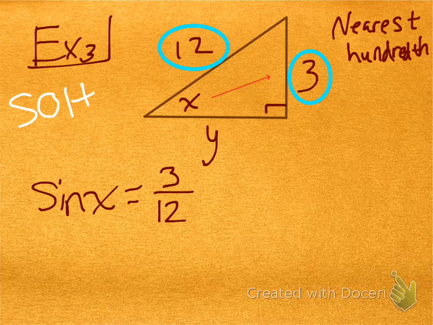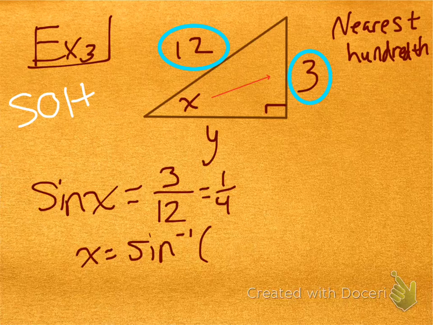Now, if we want to solve for x, this should remind you pretty much exactly of the tangent. In order to get the angle x by itself, we cannot divide by sine, because this is not sine times x. The appropriate way to do this is to say that x equals sine inverse, or inverse sine, of 3 over 12. I'm going to simplify this to 1 over 4, just because I'm picky like that. You'll get the same answer if you do 3 over 12. So x equals sine inverse of 1/4.